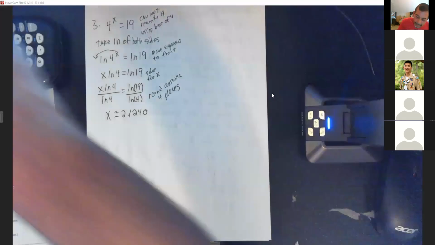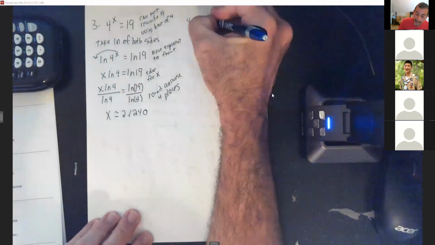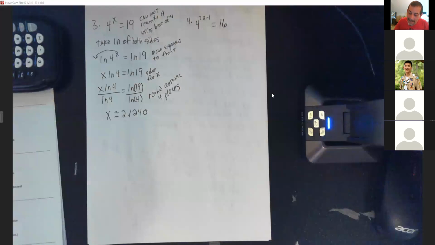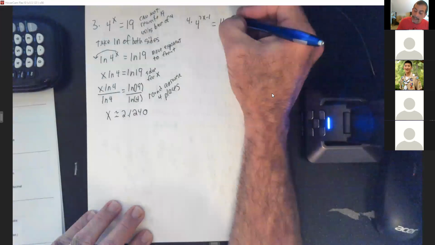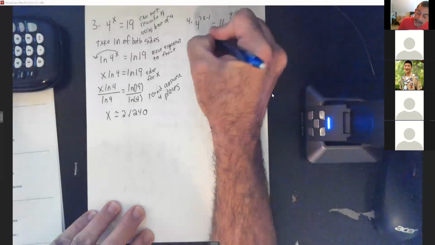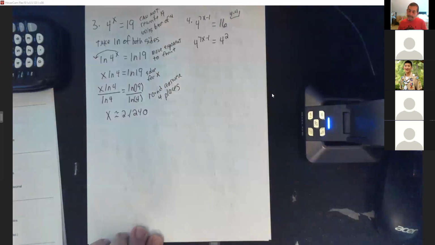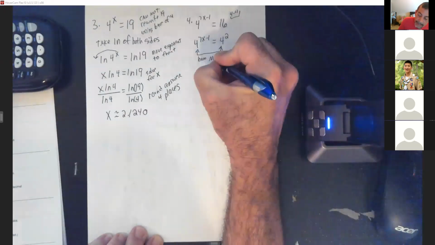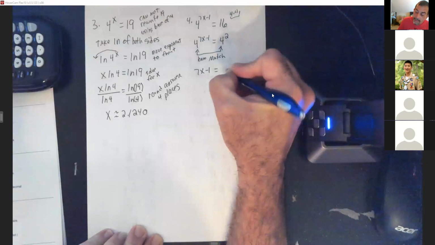All right, let's see what I got for number 4 here. 4 to the 7x minus 1 equals 16. So, oh, I can rewrite 16 using 4s because I know 4 times 4 is 16. So this side will be 4 to the 7x minus 1. The other side will be 4 to the second power since I used 4 twice. Now look here, my bases match, which means my exponents are equal, so 7x minus 1 has to equal 2.